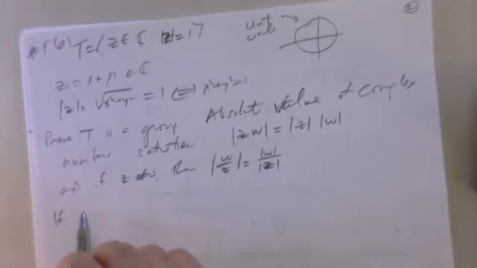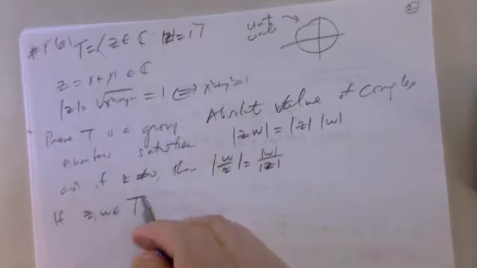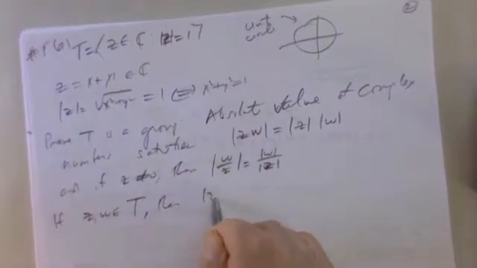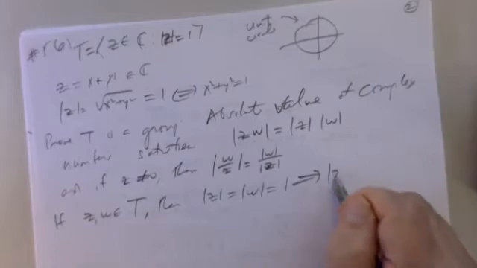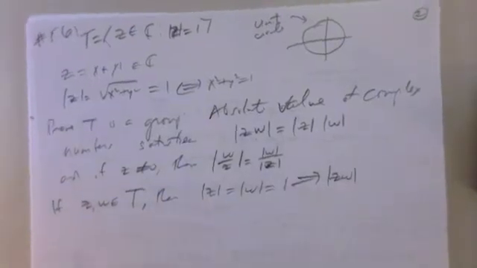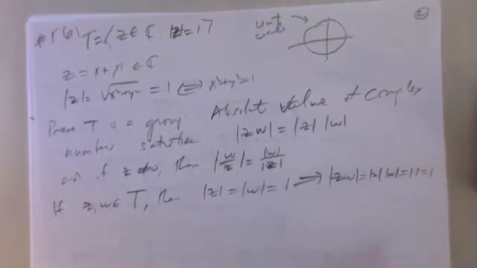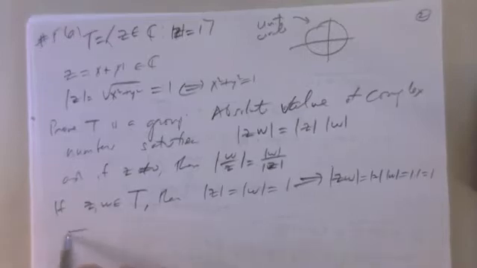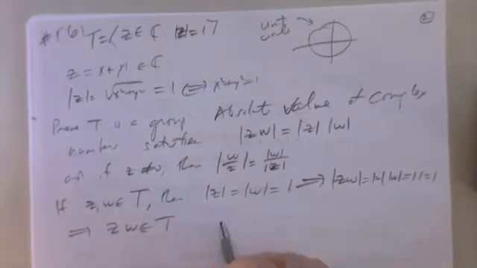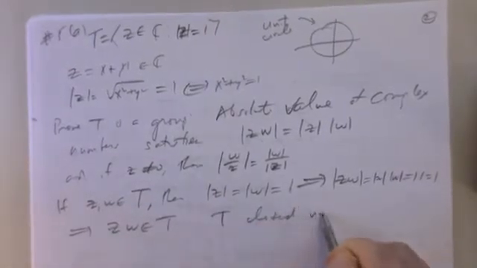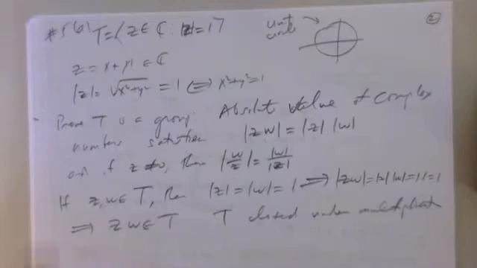So if z and w are in this circle, T, then the absolute value of z and the absolute value of w are both equal to 1. And that implies the absolute value of z times w is the product of the absolute values. That's 1 times 1, which is 1. So if z and w are both in T, then z times w is in T. So T is closed under multiplication.